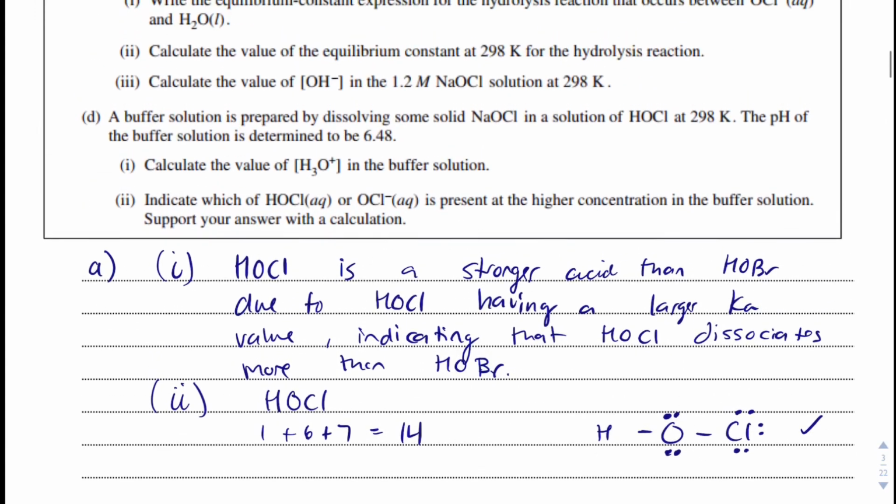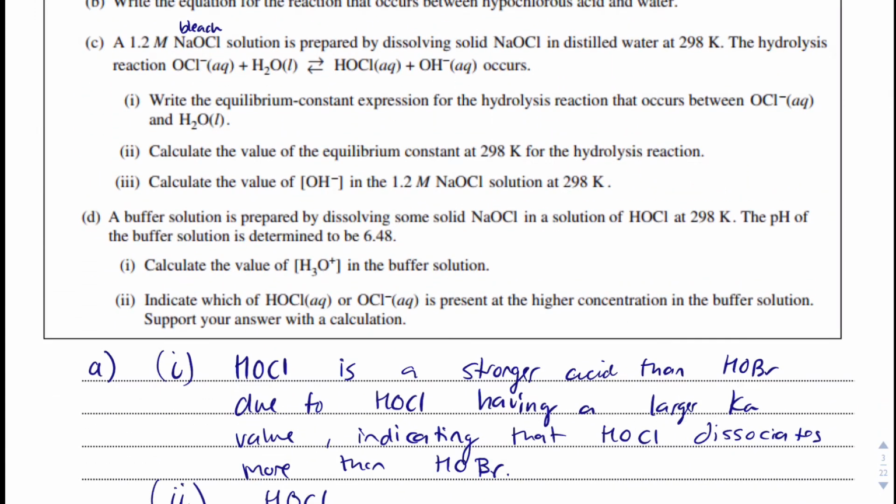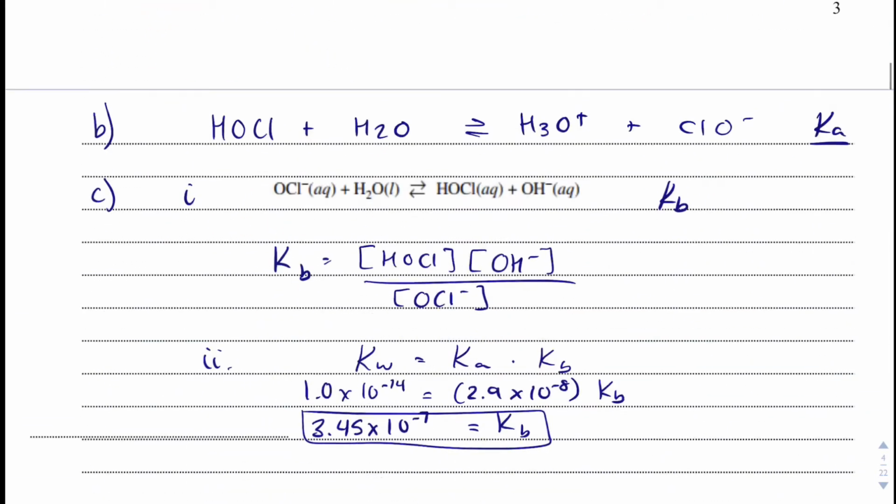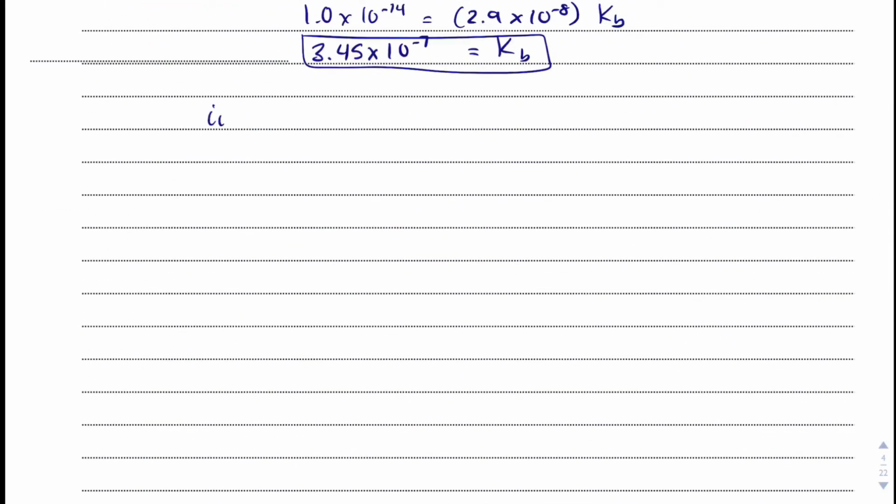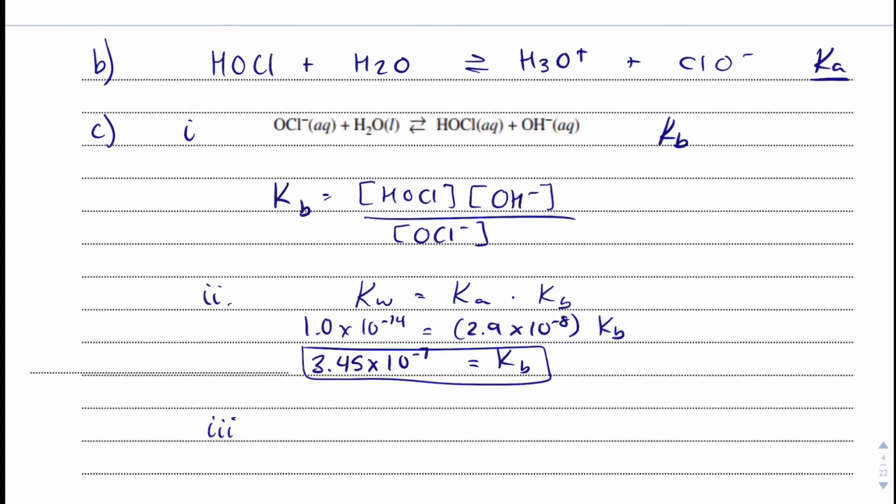Okay, part 3 here. Calculate the value of hydroxide in 1.2 molar sodium hypochlorite. Okay, so now we get a Rice table. So what we're going to do is we will paste our reaction. We're going to make a Rice table.